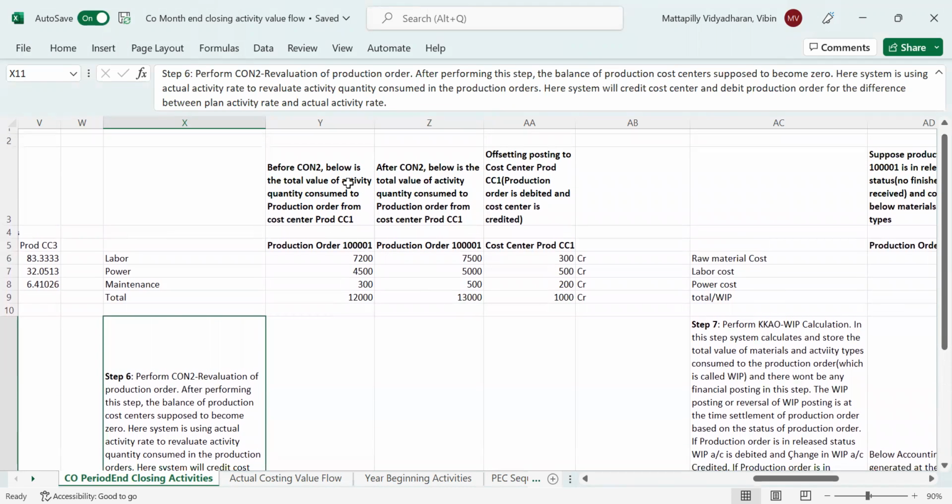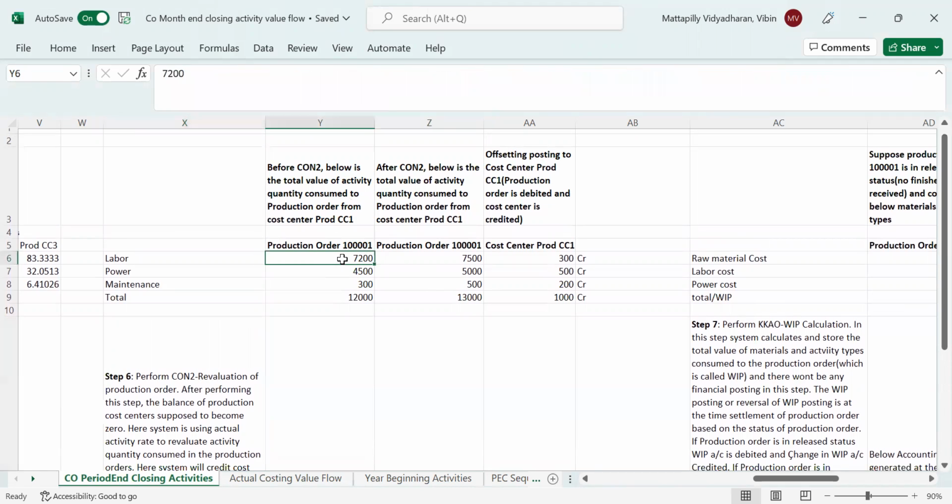Before performing a revaluation of production order, this is the balance in the production order. You have a labor activity, which has a credit of 7,200. It would have been calculated by multiplying the labor quantity by the labor rate mentioned in KP26. At the time of activity confirmation, this amount got credited corresponding to the labor activity type. Corresponding to power, it is 4,500. In maintenance, it is 300, total 12,000. That is in production order one.